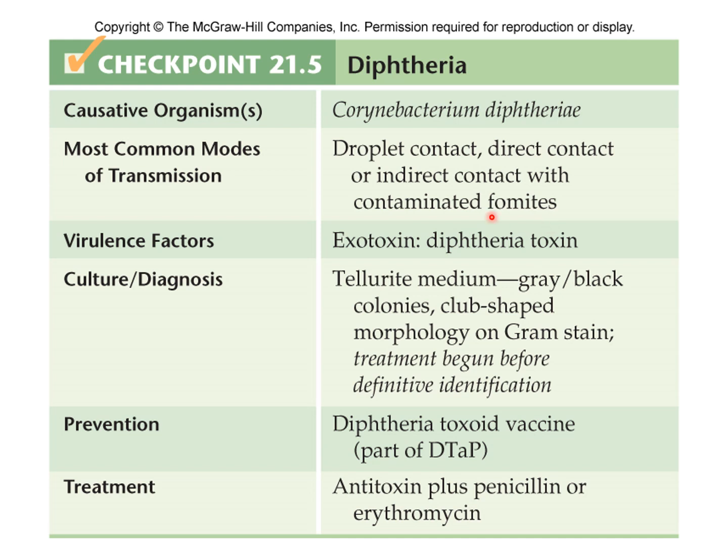Virulence factors in diphtheria. We have the exotoxin, which is the diphtheria toxin. Culture and diagnosis, we have the tellurite medium, where we're going to see gray blackish colonies. Prevention of Corynebacterium diphtheriae is via the DTP vaccine, and for treatment, we should always treat Corynebacterium diphtheriae with the antitoxin plus the antibiotic.